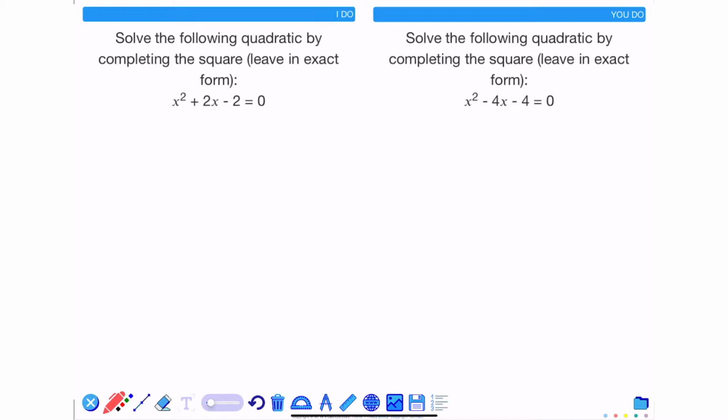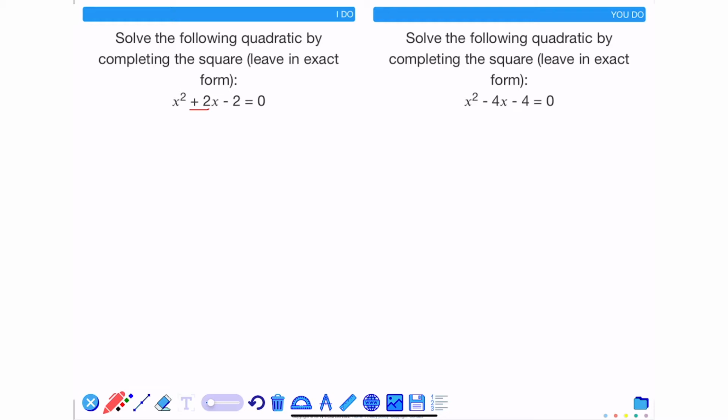In this video, we're going to take a look at how we can solve a quadratic by completing the square and leave our answer in exact form. Looking at the example on the left-hand side, the first thing we need to look at is the coefficient of x.